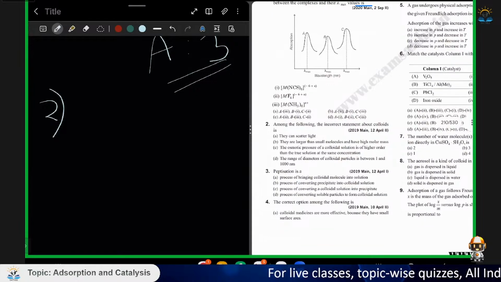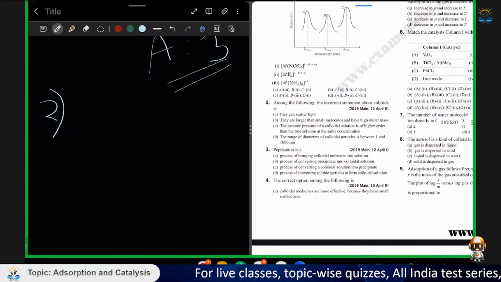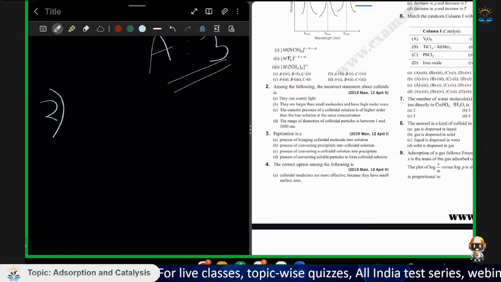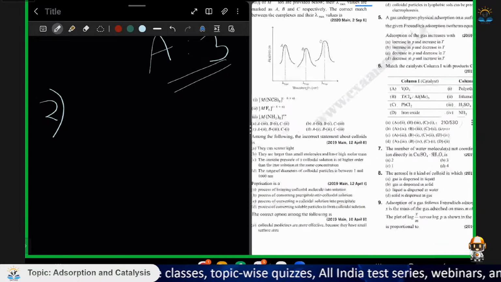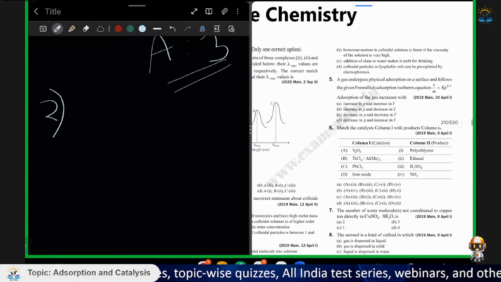Second question: among the following, the incorrect statement about colloids. I forgot to mention, this is a surface chemistry question, colloidal state. Colloidal state is an important topic.